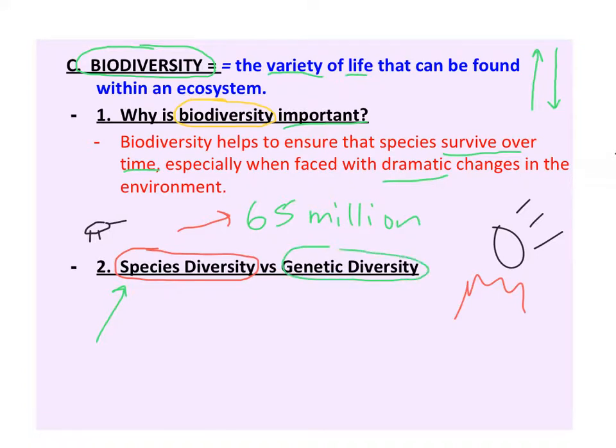And genetic diversity is how diverse are the traits or characteristics within a population. So are all the tigers in India exactly the same, or are they a little different? That would be genetic diversity. If you look around, not all people are exactly the same. We have different hair color, eye color, skin color, height, weight, etc. We have genetic diversity because our DNA is different.